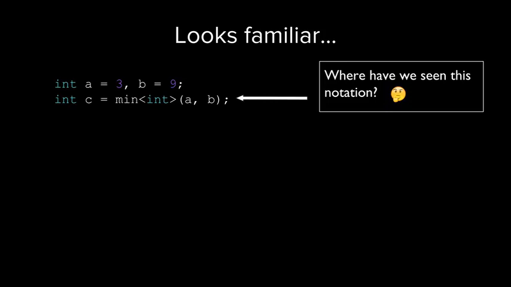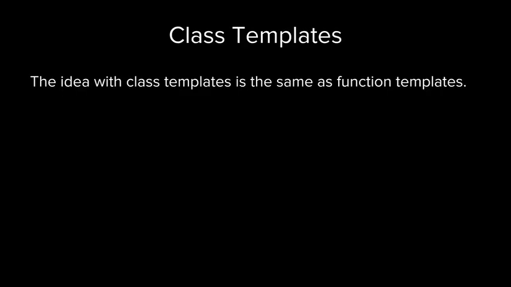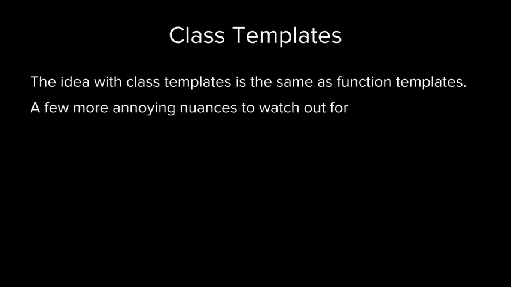Yeah. So when you make a vector or a map, you also do something like this, right? You say vector angle bracket int or vector angle bracket string. If you've ever wondered how that works, the idea is exactly the same as template functions, except it's called templatized classes. Just like how we generalize functions to any type, you can also generalize classes to any type in almost the exact same way. There are a few more quirks to the implementation, but it's the same idea morally.